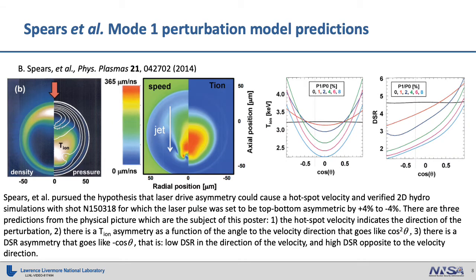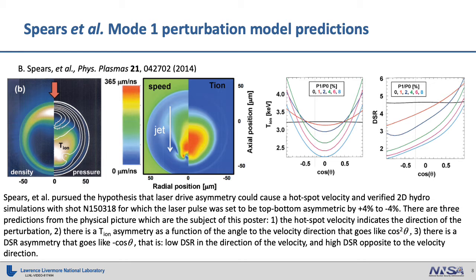Spears et al. pursued the hypothesis that laser drive asymmetry could cause a hotspot velocity in verified 2D hydro simulations with the shot N150318, for which the laser pulse was set to be top-bottom asymmetric by plus 4% to minus 4%. There are 3 predictions from the physical picture which are the subject of this poster.